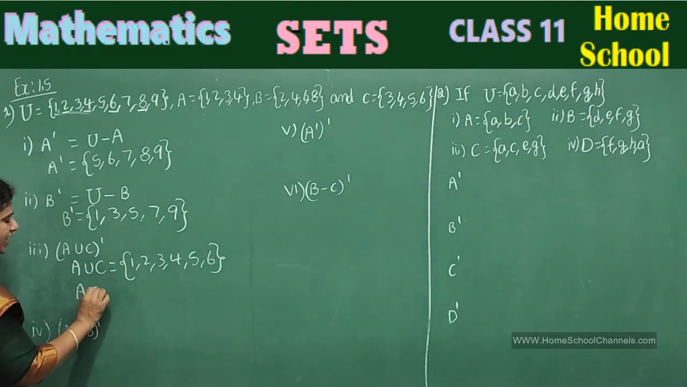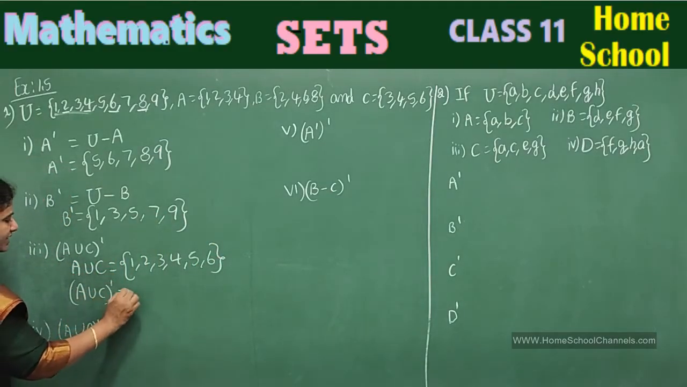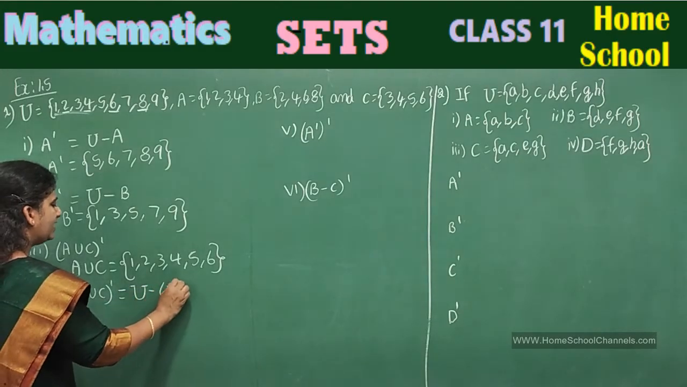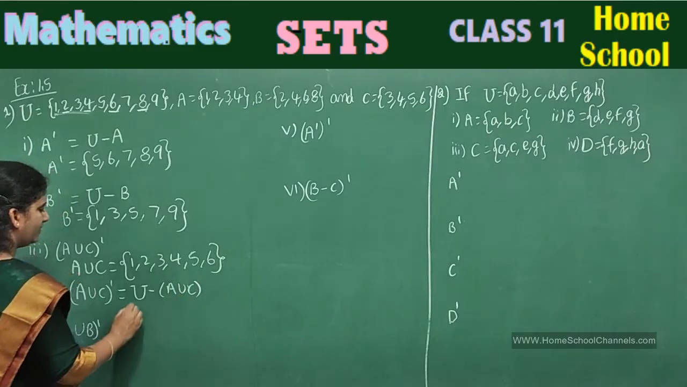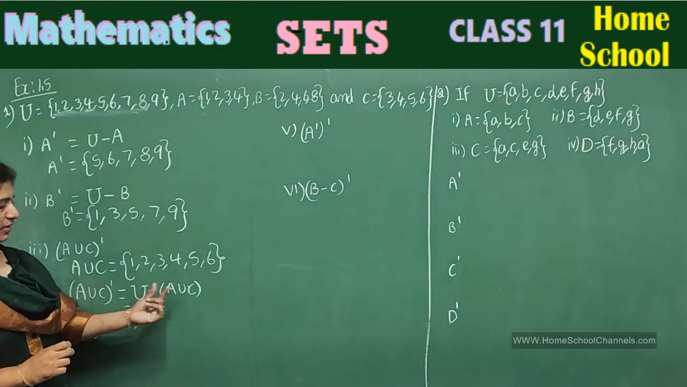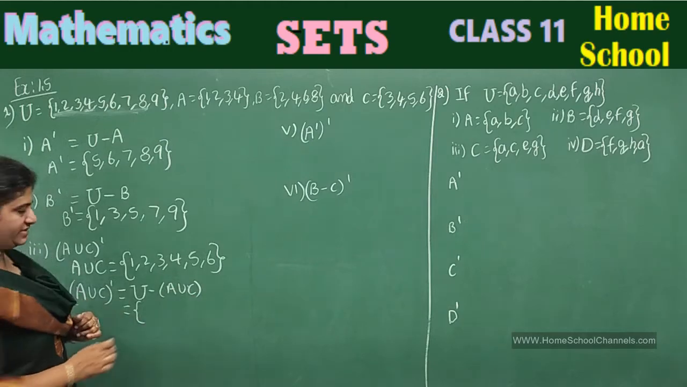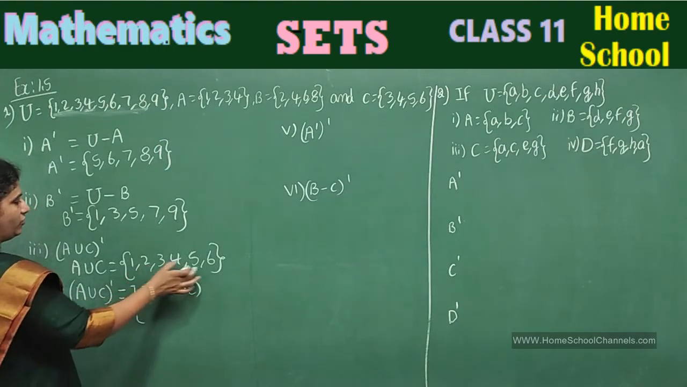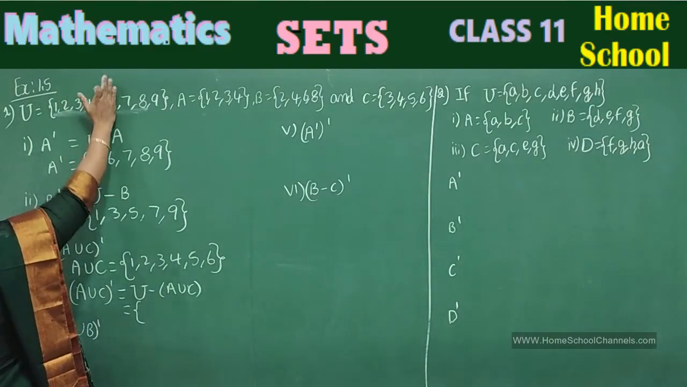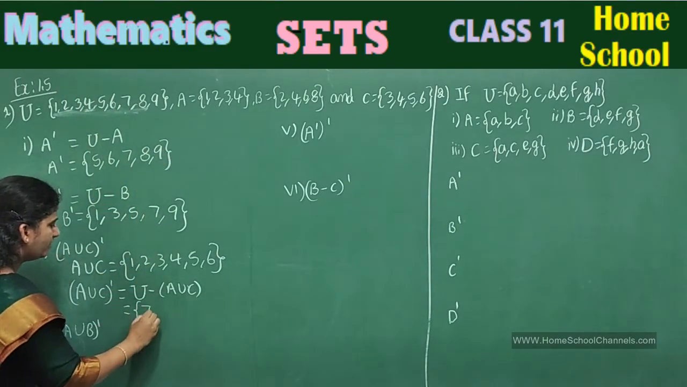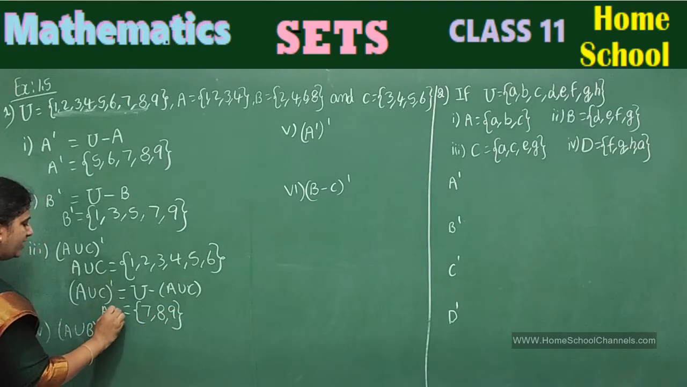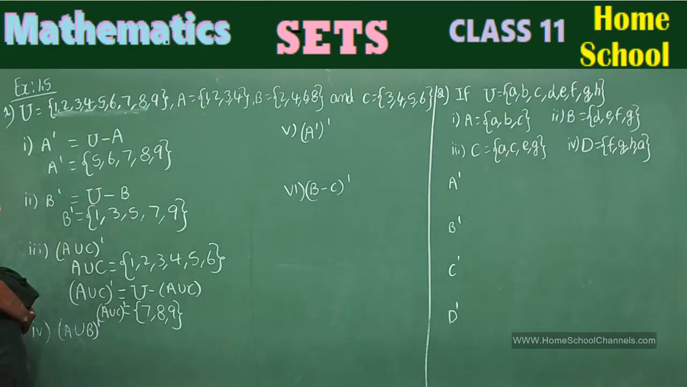Now A union C whole complement is equal to universal set minus A union C. That is equal to, in universal set, remove A union C elements. A union C, what do you have? 1, 2, 3, 4, 5, 6. Okay, other than these elements, you write the remaining. That means 7, 8, 9. This is A union C whole complement.